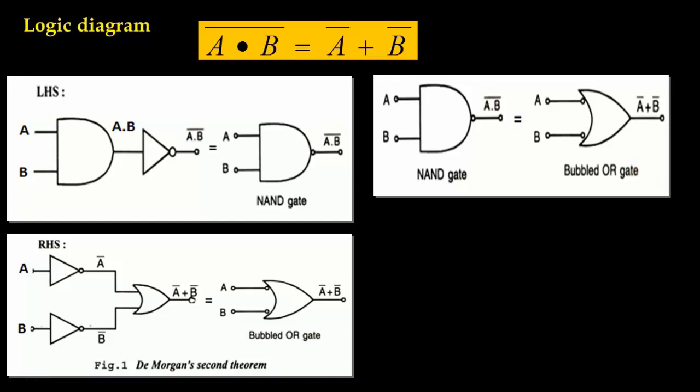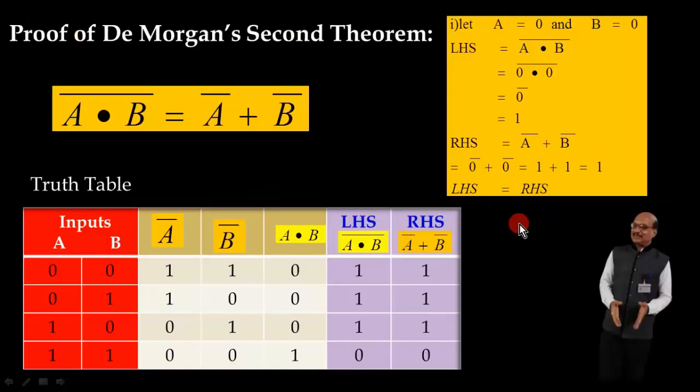In the first case we have seen that the NOR gate is equal to a bubbled AND gate, and here we get that the NAND gate is equal to a bubbled OR gate. Now let us consider the proof for this theorem also. So we have written here the Boolean equation for De Morgan's theorem.